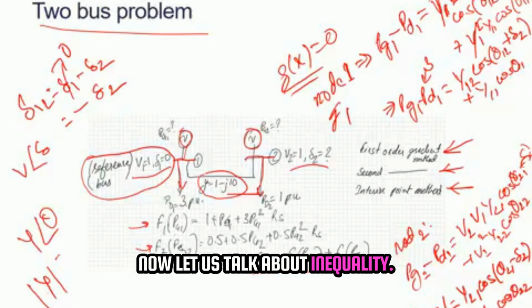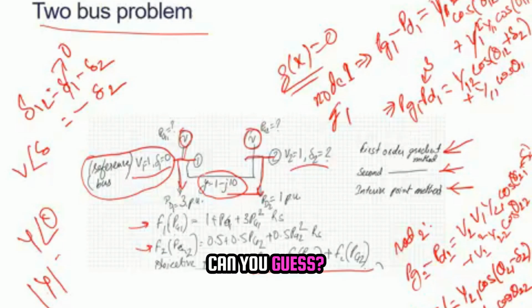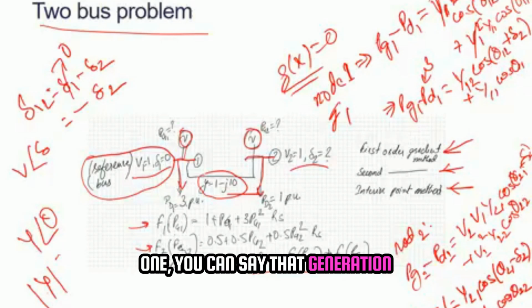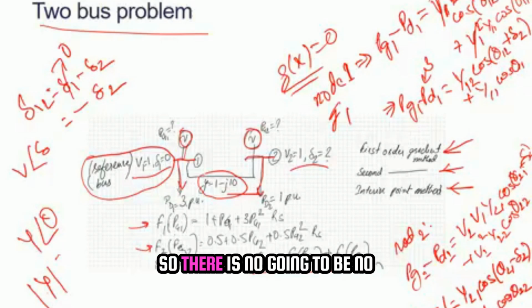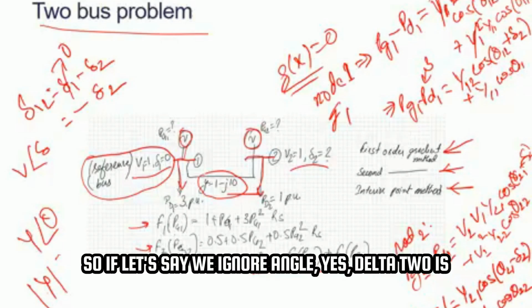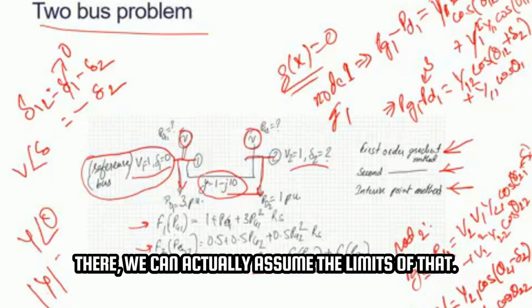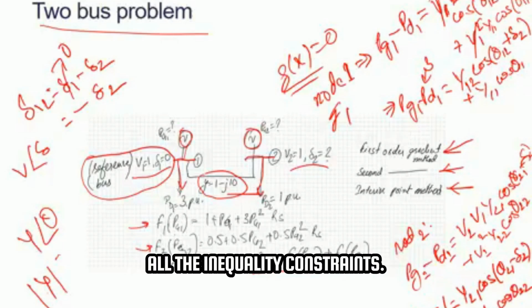Now let us talk about inequality. What could be the inequality here? Can you guess? One, you can say the generation upper limit and lower limit. Other, because voltage we have already assumed, there is not going to be an upper limit or lower limit. Angle, yes, delta 2 is there, we can actually assume the limits of that. But for the time being, let's ignore all the inequality constraints and just assume the equality only.